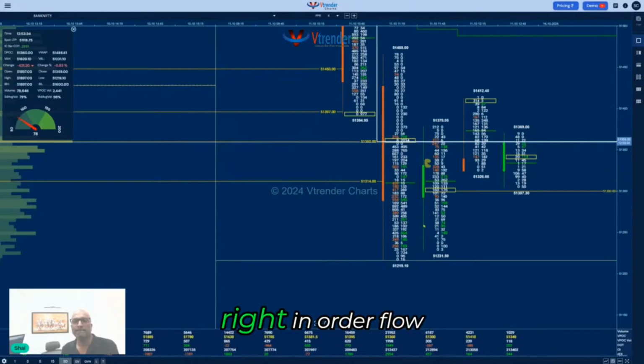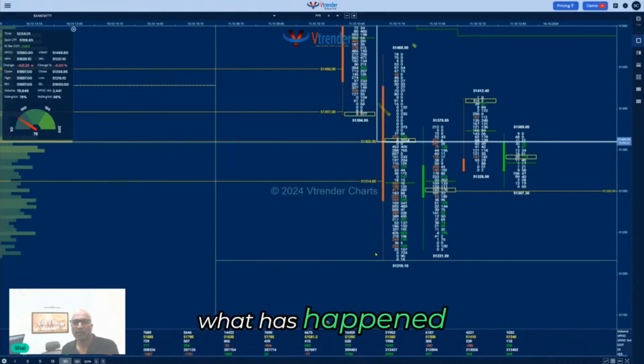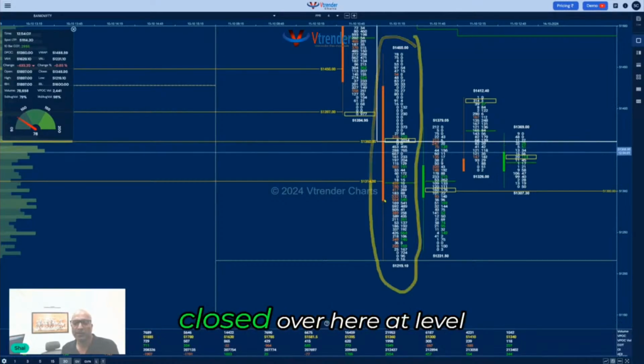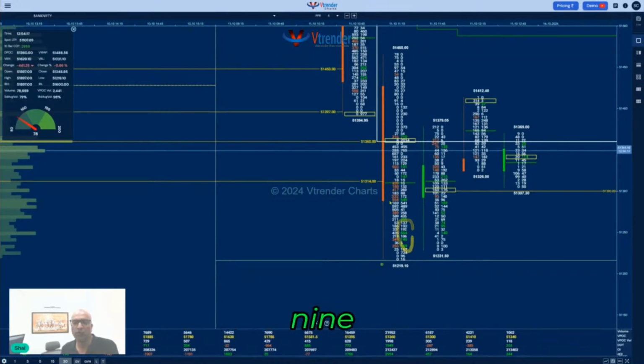Or if the close of this particular bar is higher than the open, the color of the candle is green. In order flow, we don't pay attention to the information in the color of the candle. What we do is try to find out what has happened between the buying and the selling. Now this candle has closed over here at 11:15. Why did it close over here? Because it met a little bit of serious buying over here, and that took it from the lows of 51,219 and placed it right here, around this 51,275, 280 mark.